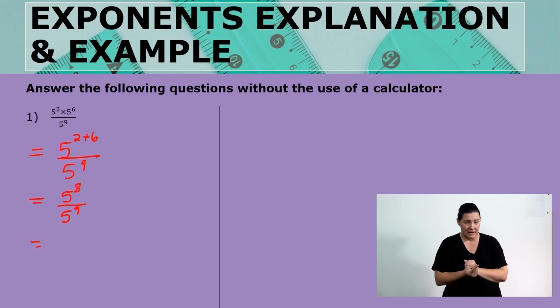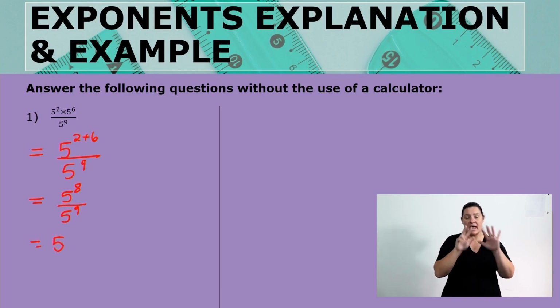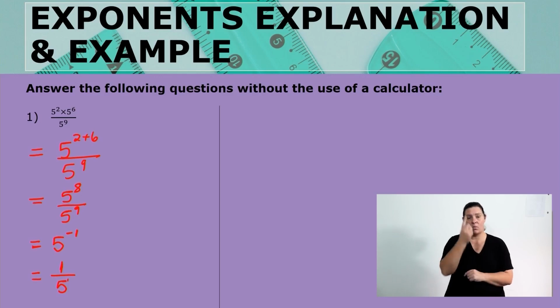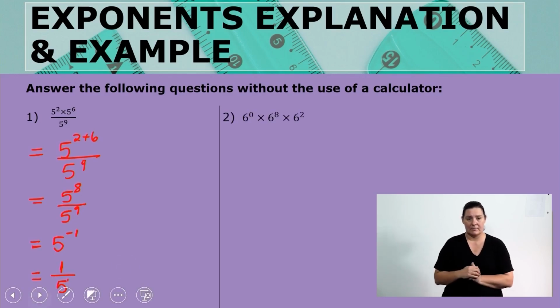Do you remember what happens when we are dividing powers of the same base? Yes, we are going to say 5, and we are going to say 8 minus 9. We are subtracting a bigger number from a smaller number. Our answer is going to be negative. So our answer is a negative 1. And what happens when our exponent is negative? Our power will be a denominator, and we have 1 divided by 5 to the exponent 1.